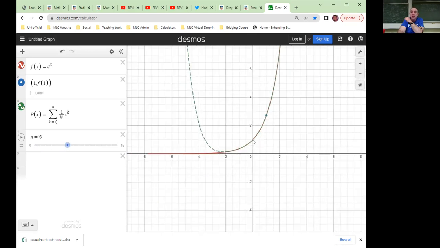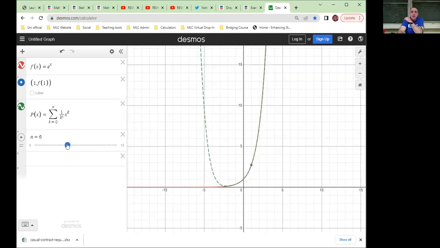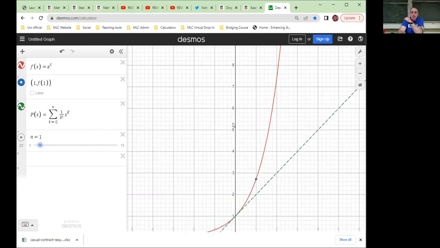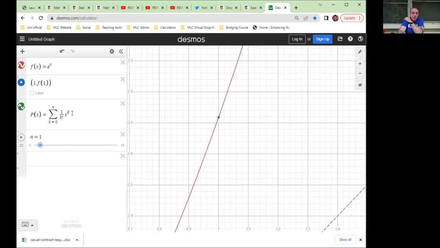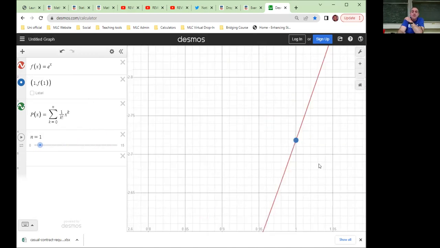And if I just zoom out, you can see what's going on here. As you change the degree, it gets more and more accurate, for at least the positive numbers, as the number increases. So what I'm interested in is zooming in on this point here. All right, there's the point there. Zooming in on this point.